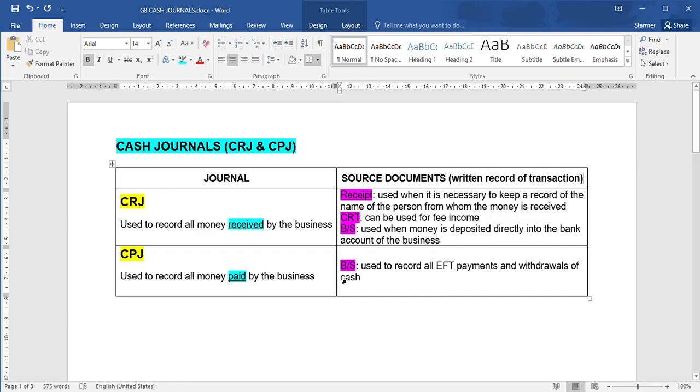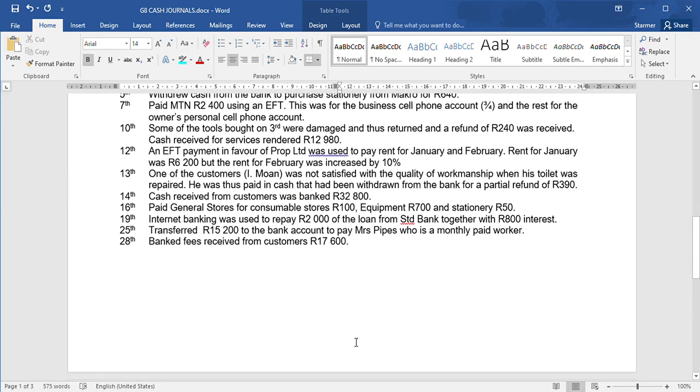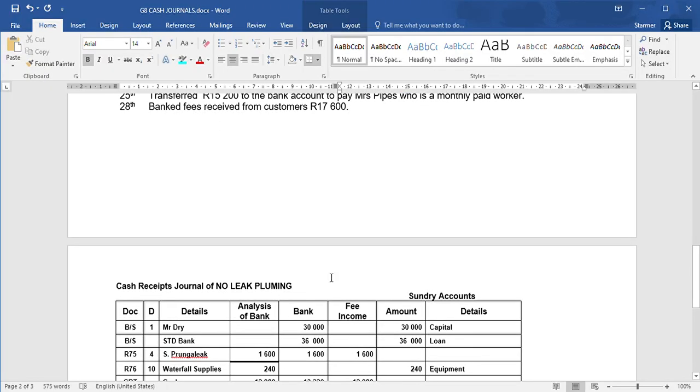So the bank statement is used to record all EFT payments you might make, as well as any withdrawals of cash. Right, before I go through this actual example here, I just want to quickly go through the headings of the cash receipts journal and cash payments journal.